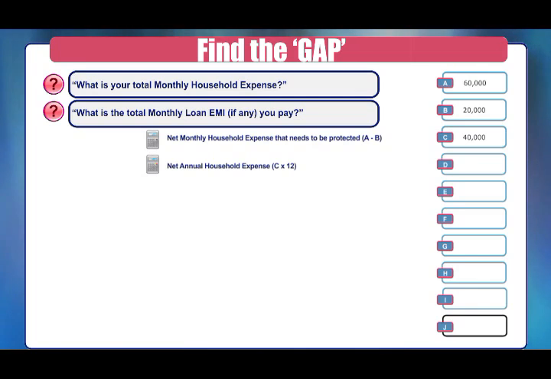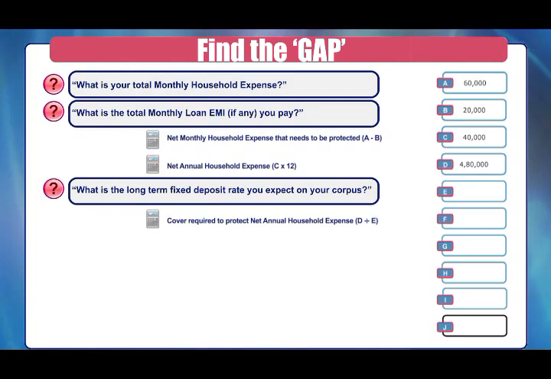Okay, now we know that the net monthly household expense of Sanjay is 40,000 rupees. So the net annual household expense would be 40,000 multiplied by 12. So that comes to 4,80,000. Now we'll ask the third question to Sanjay. Sanjay, what is the long-term fixed deposit rate you expect on your corpus? 5%. So the cover required to protect the net annual household expense of 4,80,000 is 4,80,000 divided by 5%, which comes to 96 lakh rupees.